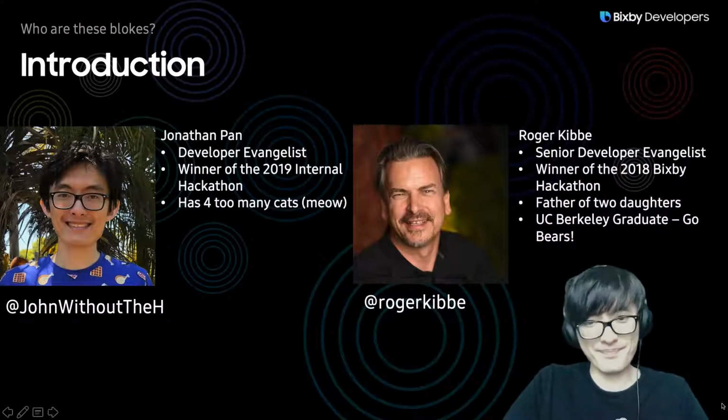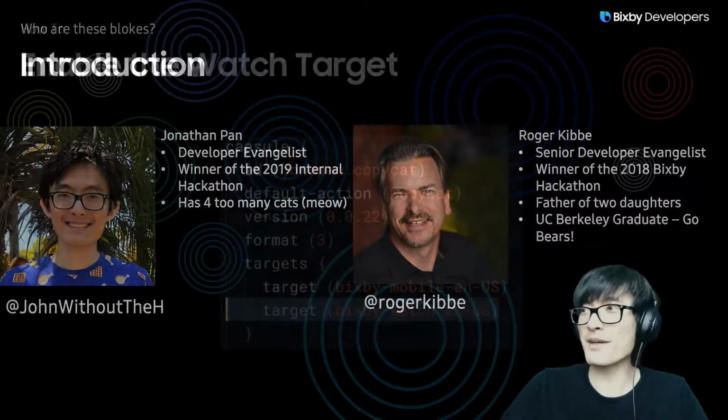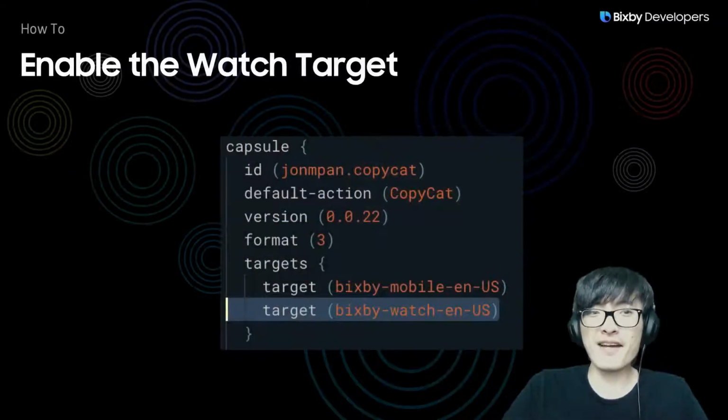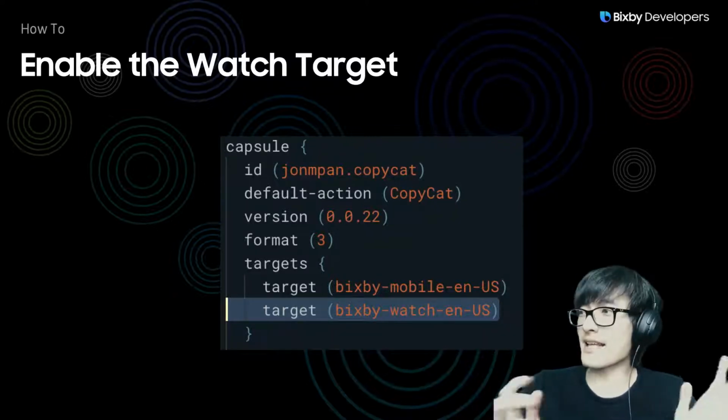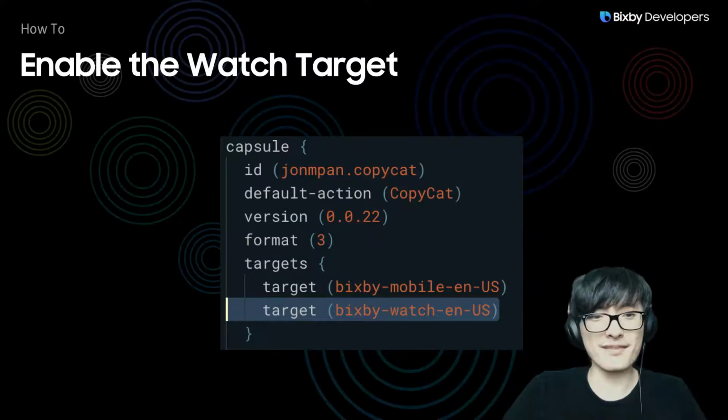All right, cool. So now for the part that you've been waiting for. How to build for the watch. All you have to do is add this one line of code to your capsule.bxb into your targets. And that's it. That's the end of the webinar. No, I'm just kidding, of course.